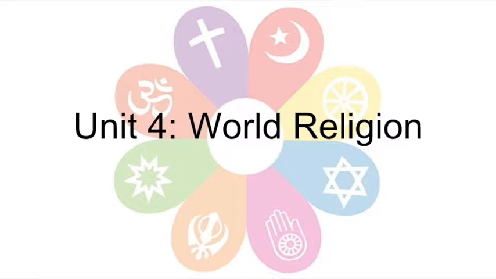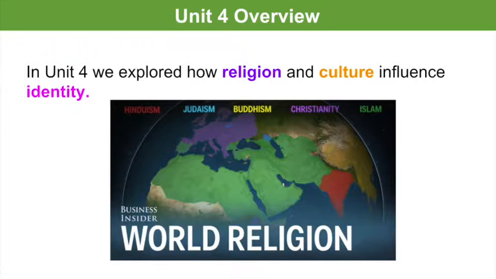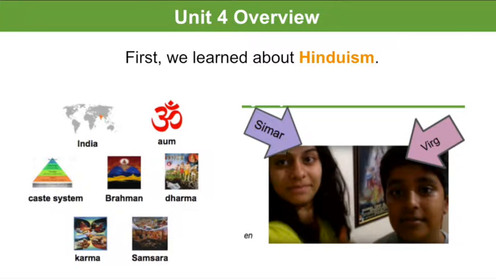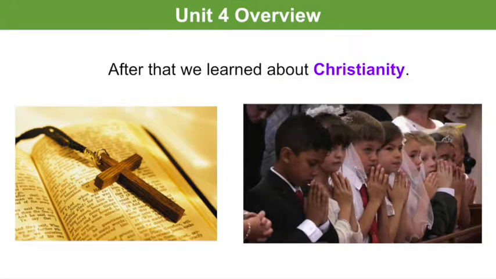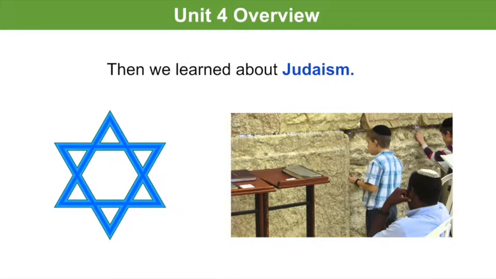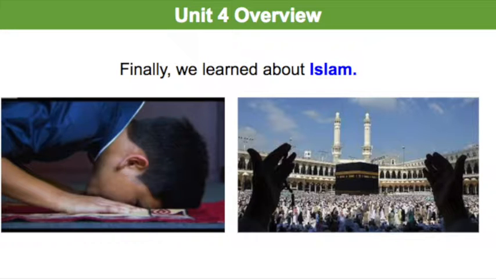Unit 4: World Religion. In Unit 4, we explored how religion and culture influence identity. First, we learned about Hinduism. After that, we learned about Buddhism. After that, we learned about Christianity. Then we learned about Judaism. Finally, we learned about Islam.